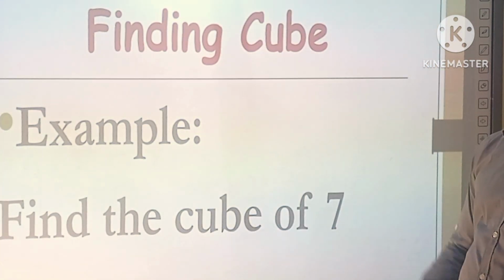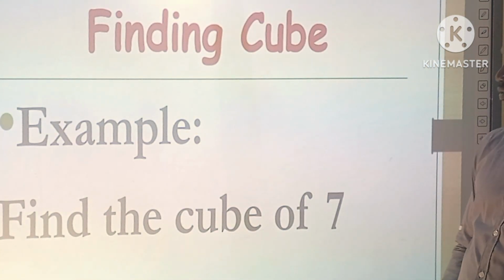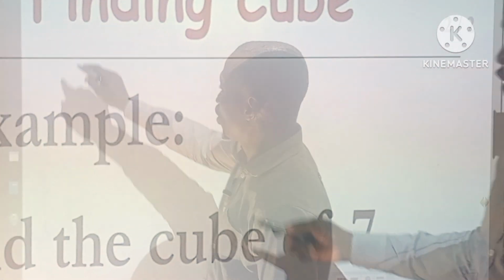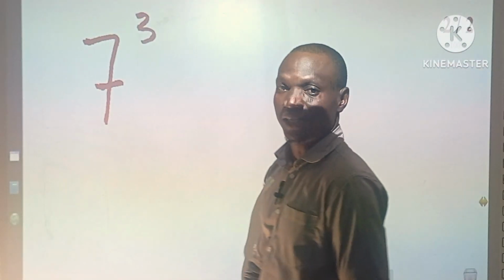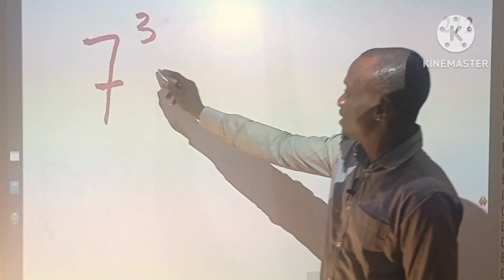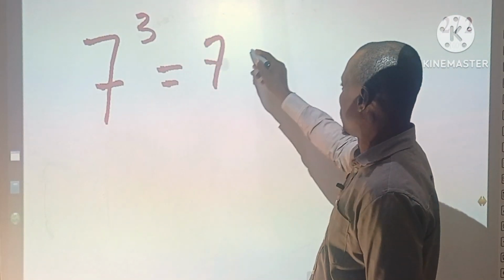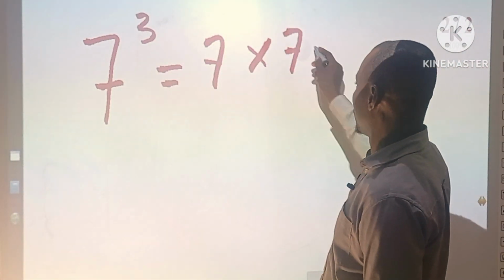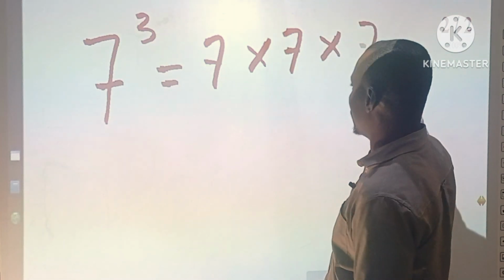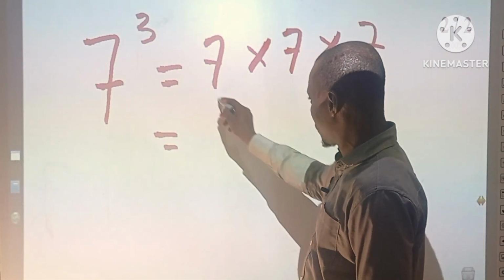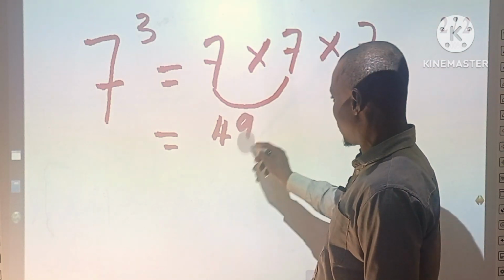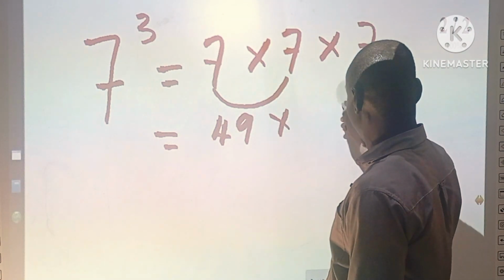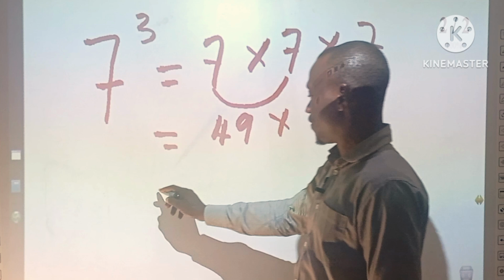Now let's first of all look for the cube of 7. Find the cube of 7 can be written as 7 to the power of 3. That is the cube of 7. And this simply means 7 times 7 times 7. The first 7 times 7 gives us 49, times the other 7, which will give us what?